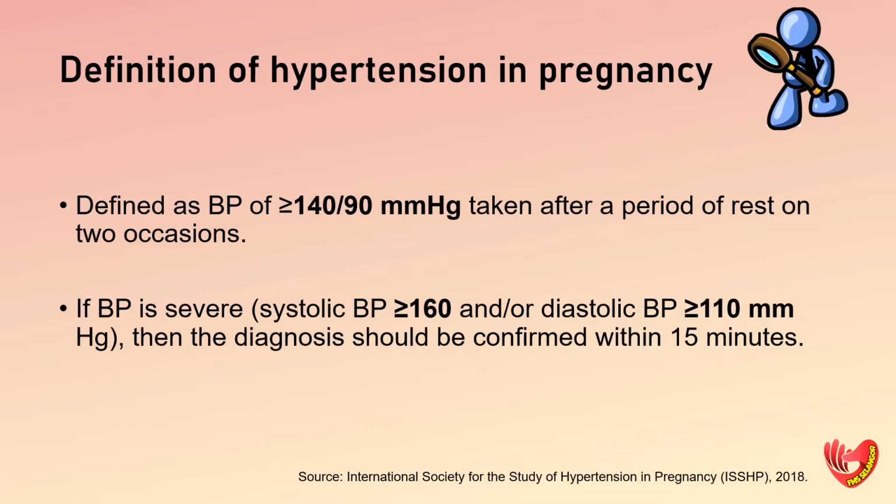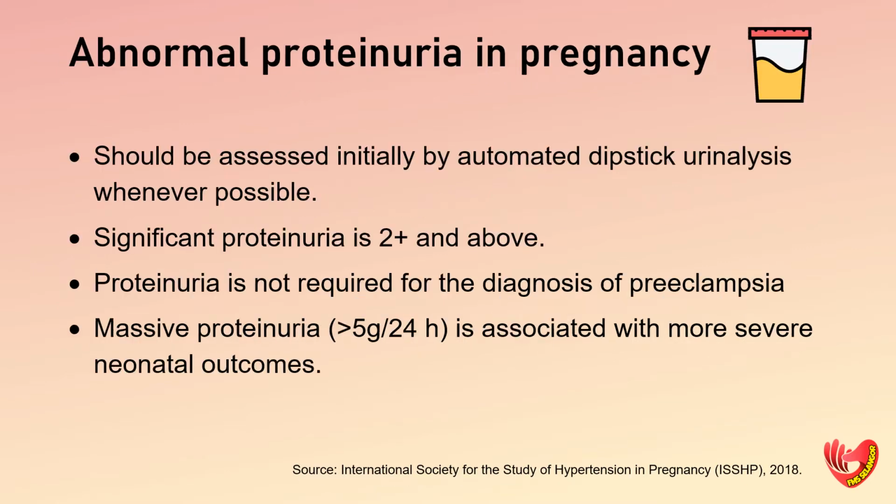Let us now look into the definition of hypertension in pregnancy. It is defined as a blood pressure of 140 by 90 mmHg or more taken after a period of rest on 2 different occasions. If the blood pressure is severe, and by that we mean a blood pressure of more than 160 by 110, then the diagnosis should be confirmed within 15 minutes.